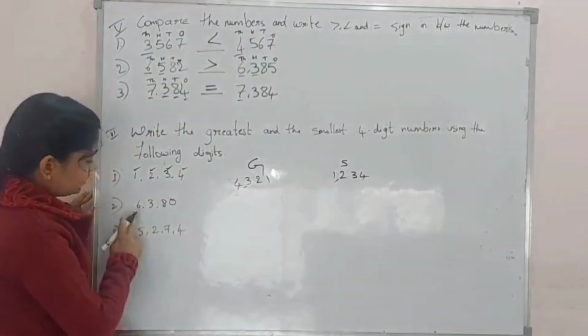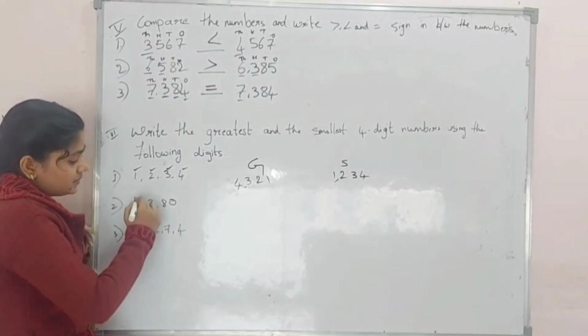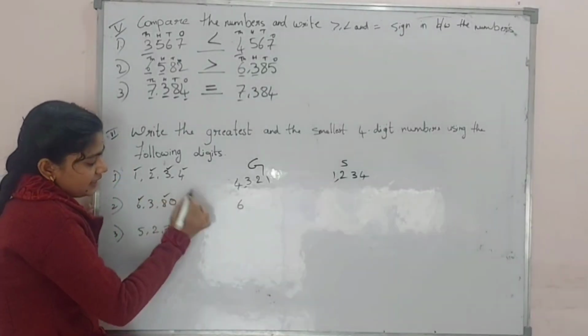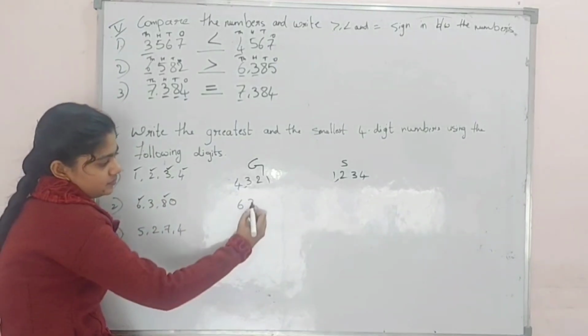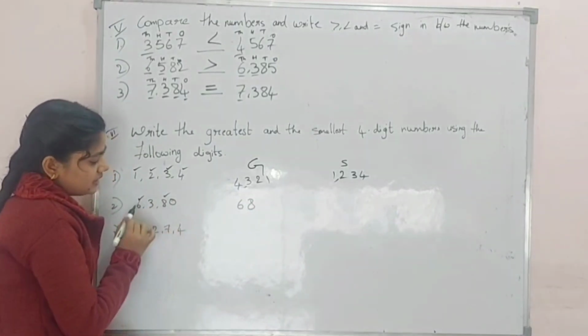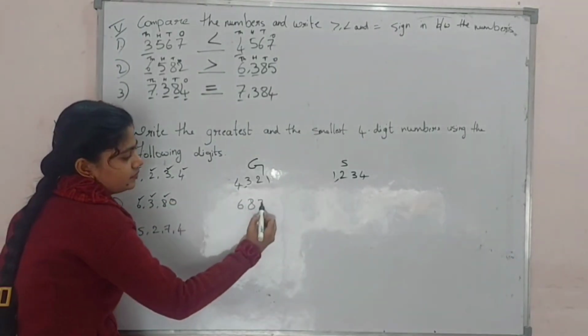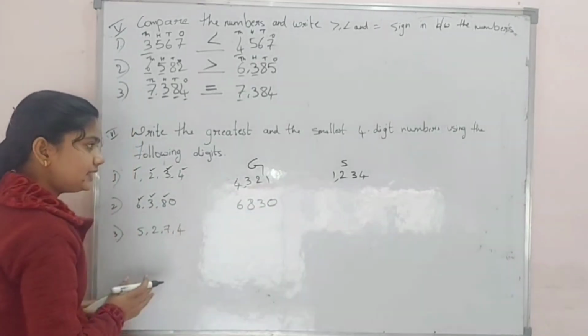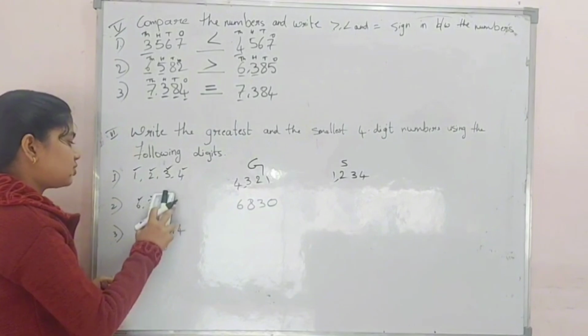Second one, same thing we have to follow. For the greatest, we first write the greatest number, 6. In the remaining 3, which is the greatest? 8 is the greatest, correct? In the remaining 2, 3 is the greatest. Remaining is 0. I got 6,830.